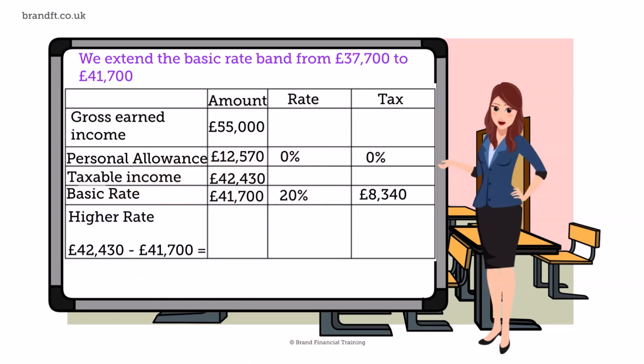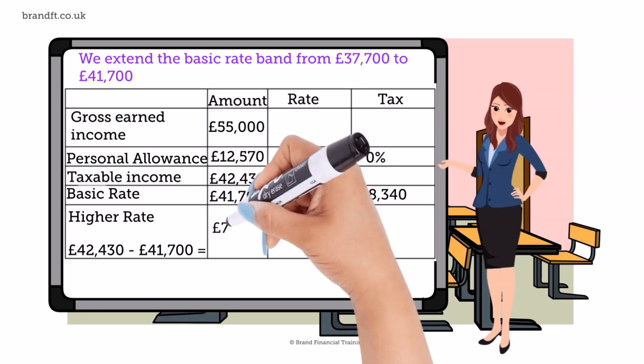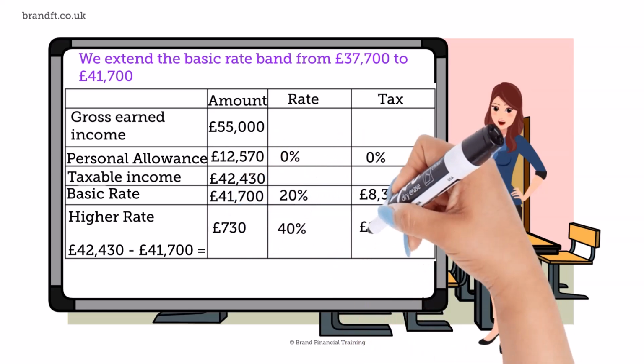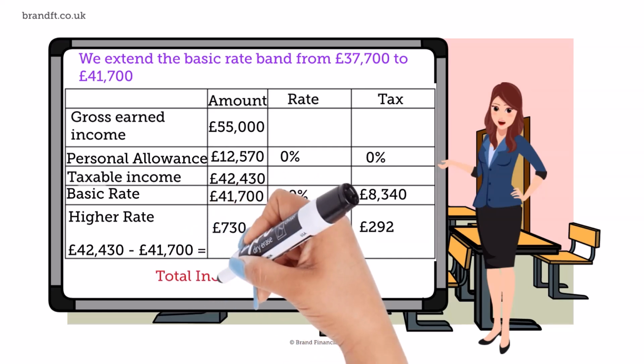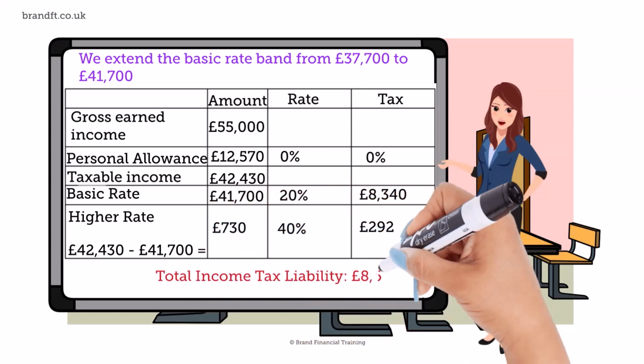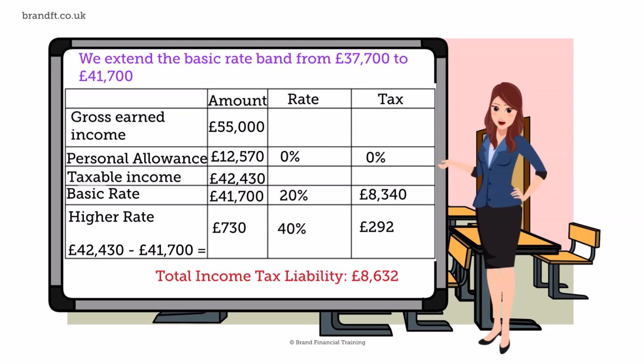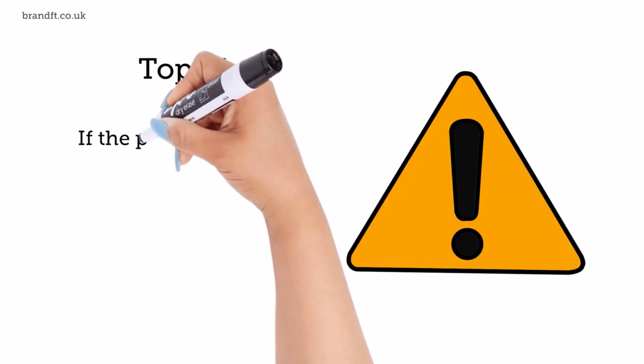We then calculate what's paid at the higher rate of tax, so £42,430 total taxable income minus £41,700, which is taxed at the basic rate, leaves £730 taxed at 40%, which means £292 of the higher rate tax is payable. This means the total income tax liability is £8,632.